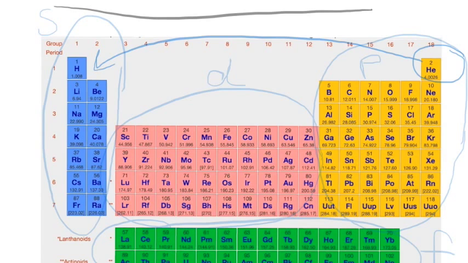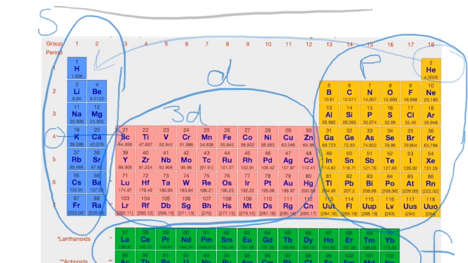When we talk about our D group, it can be a little bit misleading because it looks like we should start at 4D. Really, we start at 3D. So that's something really important to remember. And our P group over here is as it looks.